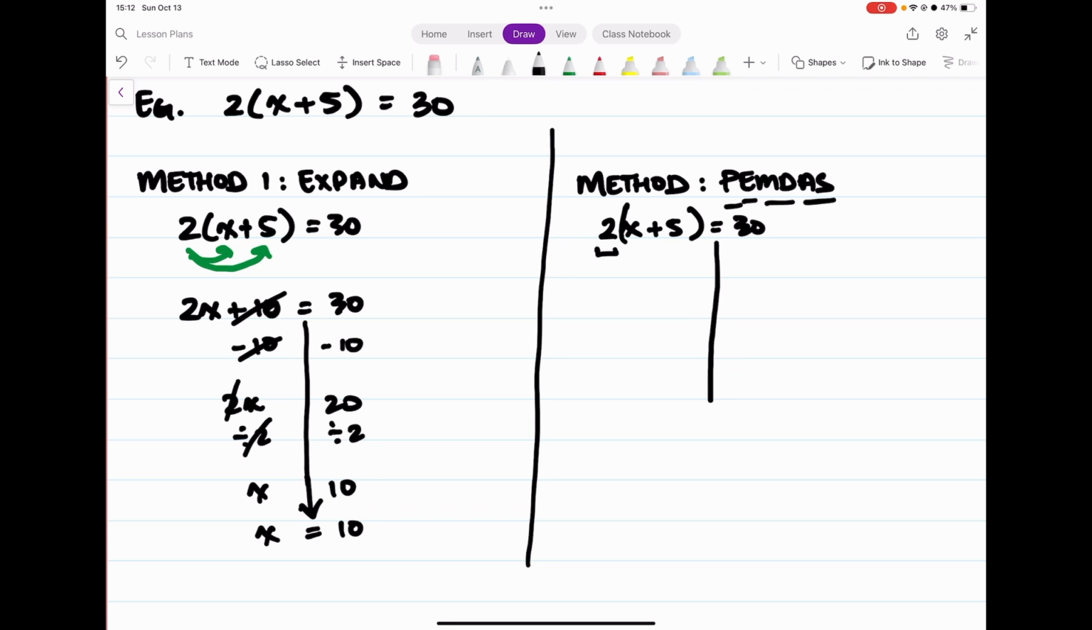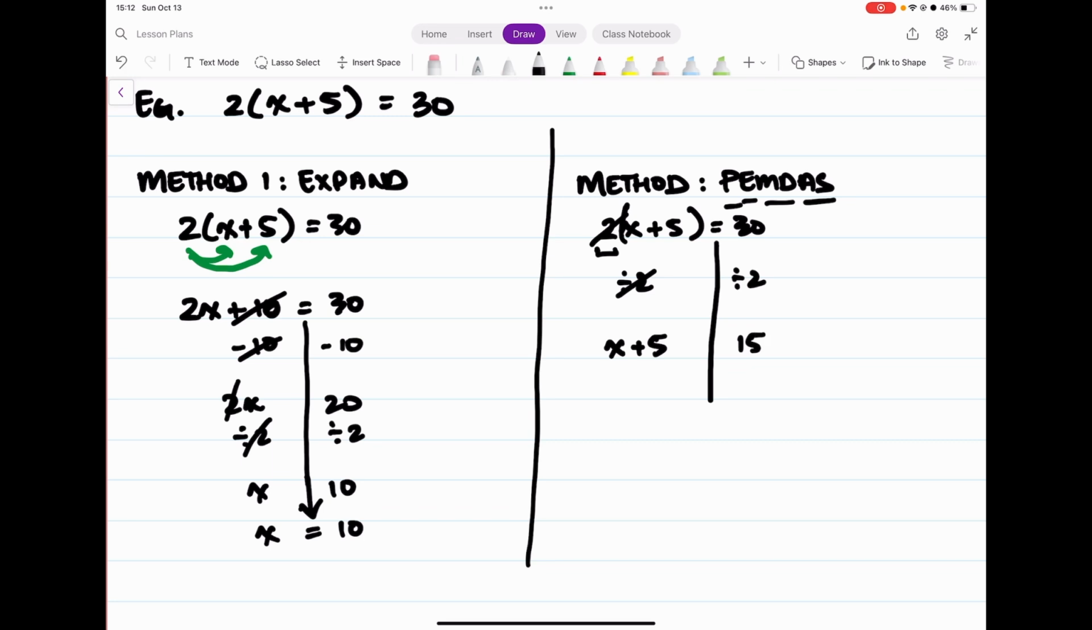So what I actually can do here is start by dividing by 2 first. If I divide by 2, I do it to both sides. That eliminates the 2 on the outside. So now I'm left with x plus 5, and I could remove that parentheses because it's no longer bound by anything else. There's nothing outside of it, so I could get rid of the parentheses. Okay, so then 30 divided by 2 is 15.